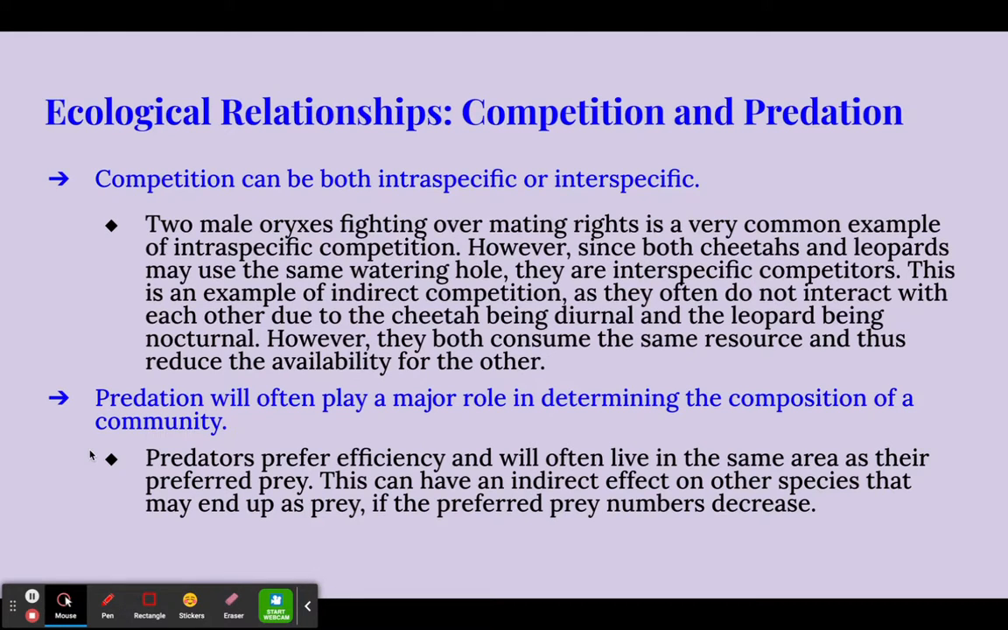Predation, this is often going to play a major role in determining the composition of a community. So, predators are obviously going to prefer efficiency. They don't want to waste a lot of energy and time. So, they're often going to live in the same area as their preferred prey. So, this can have an indirect effect on other species that may end up as prey, even if that wasn't the intention to begin with.